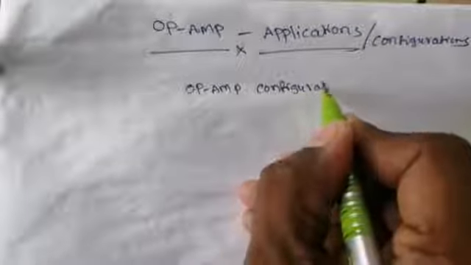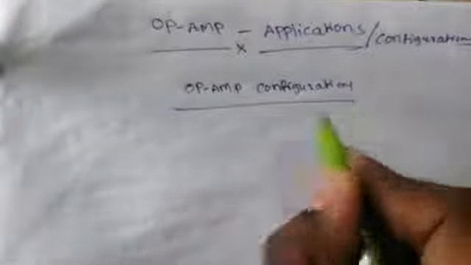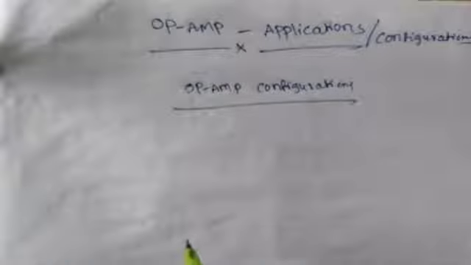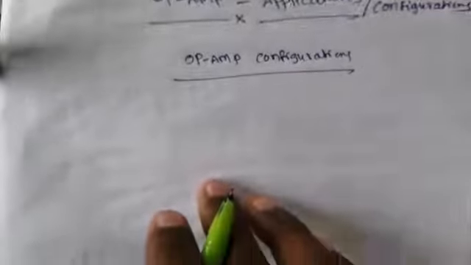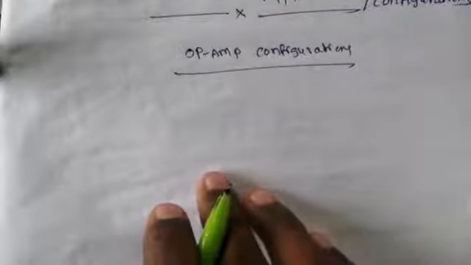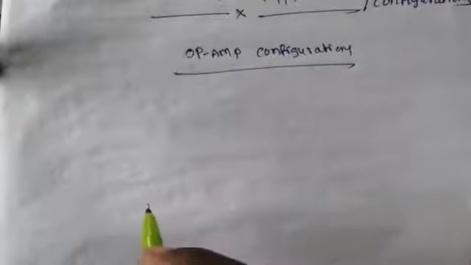In the last class, we discussed ideal operational amplifier characteristics and practical operational amplifier characteristics, as well as AC and DC characteristics. That is a very important topic. After that, this one we will discuss.